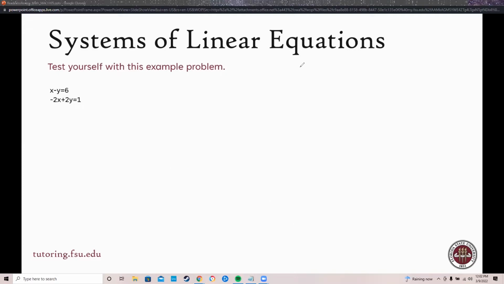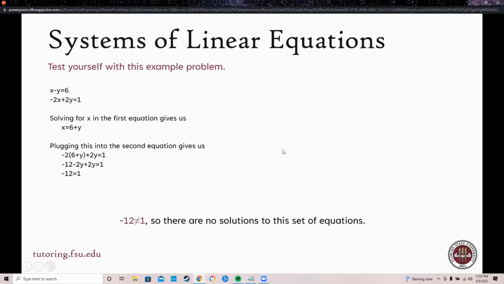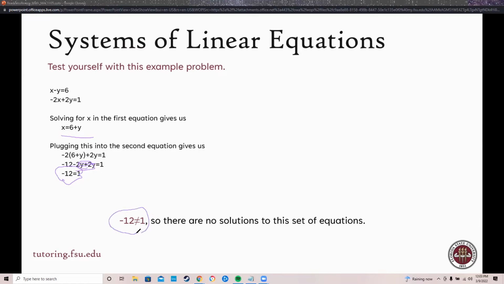We can see this also right here, like in this example, they actually tried solving for x. So they have x is equal to 6 plus y. They plugged it in, and then they ended up with the same type of problem where negative 2y plus 2y just cancels out. And now they're left with some ridiculous statement like negative 12 is equal to 1. But since negative 12 obviously cannot equal 1, there are no solutions to this set of equations.